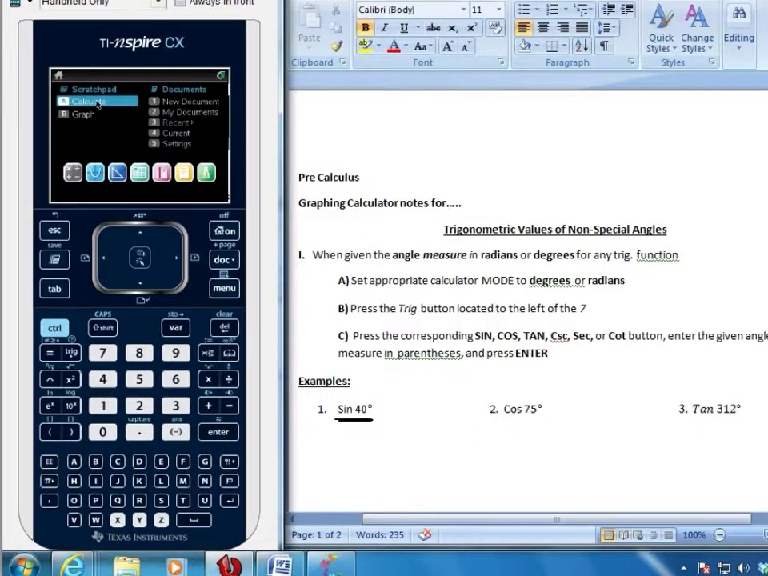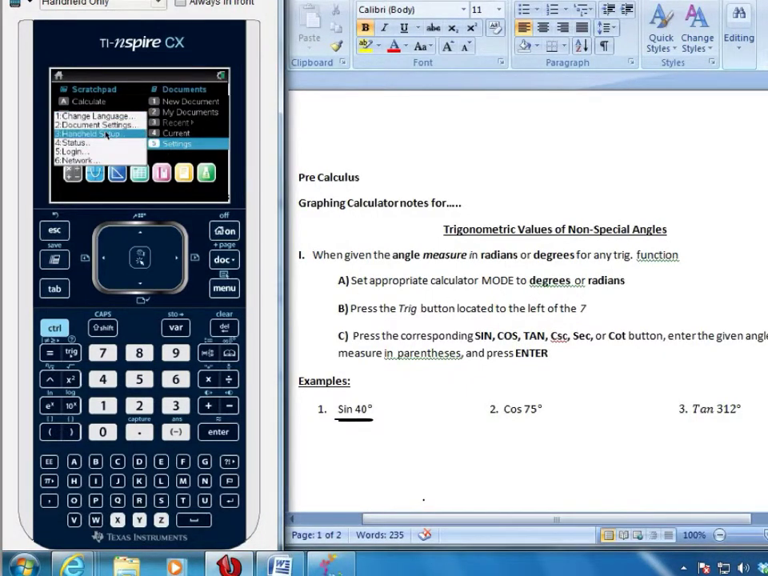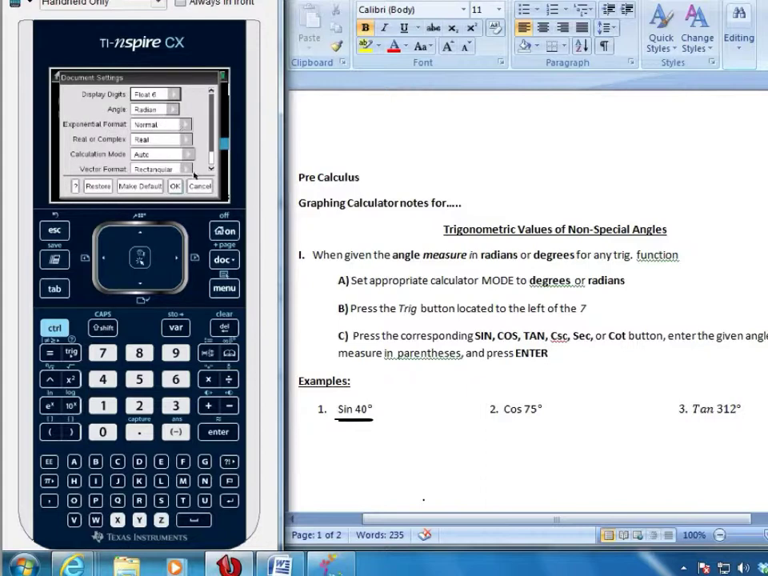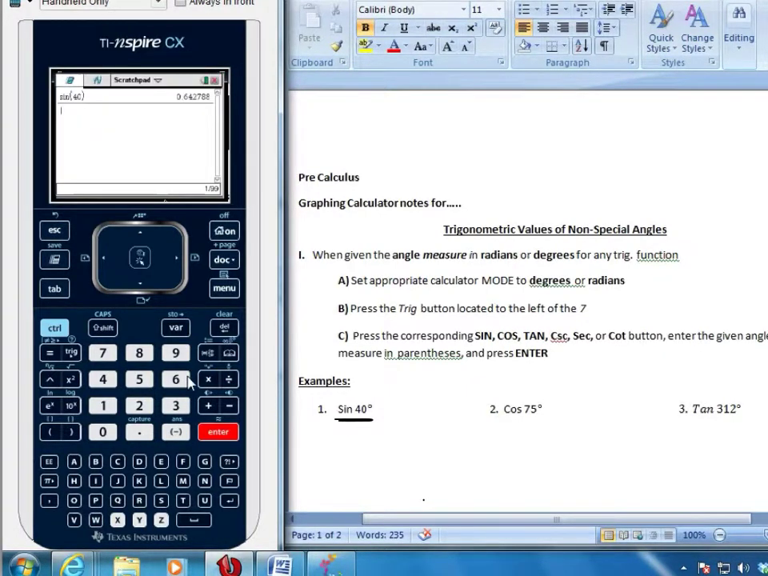So I'm just going to hit A and go to calculate. I am going to the trig button right there, and then I just hit sine, and I just put in 40. And it gives you that answer there of 0.642788. So this is your answer.